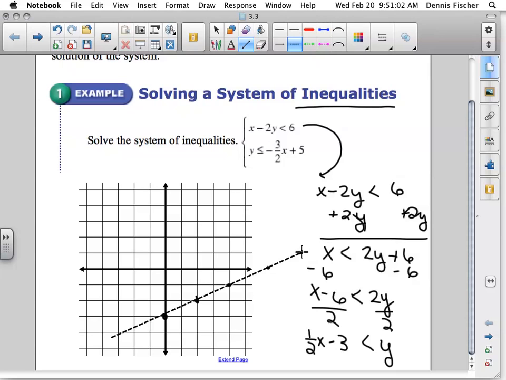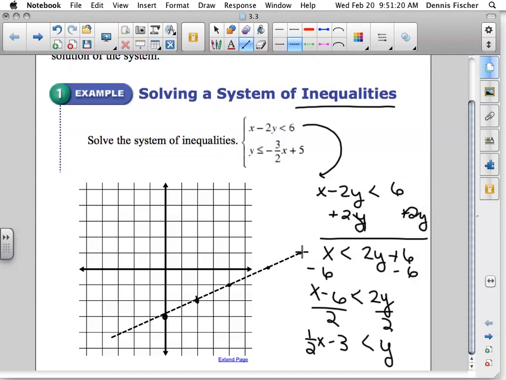Now I'm going to go back to the original equation, just in case I made a mistake here, could have, right? I'm just going to go back and check my point. 0 minus 0, 0 is less than 6. Is that true? Yes. If 0 is less than 6, then it's true. I'm going to shade where that point is.